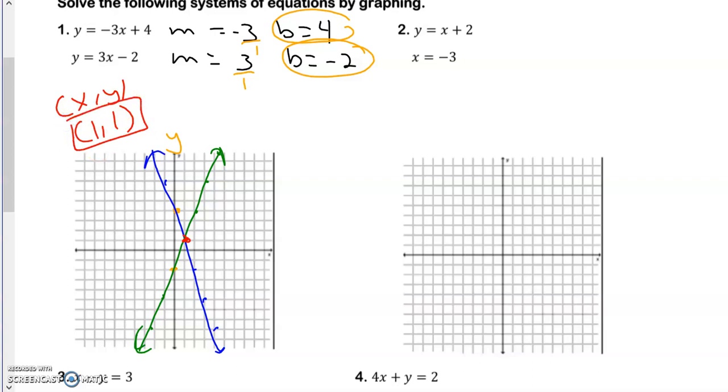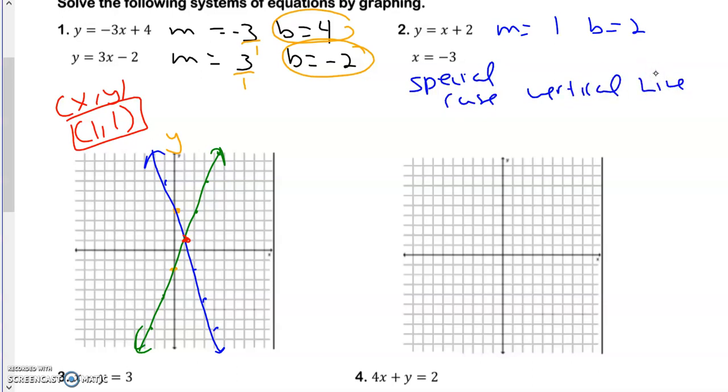Taking a look at the next one, we know m equals 1 because that's the number in front of x, and b is 2. This one is a special case, and I would say it's a vertical line. It's the only time I start on the x. So this, we always start on the y, and in this case, I'm going to start at 2. This is a positive slope, so I'm going to go up and over 1 all the way until I can't go anymore. Then I go back to the orange dot, and I go down and over to my left 1.